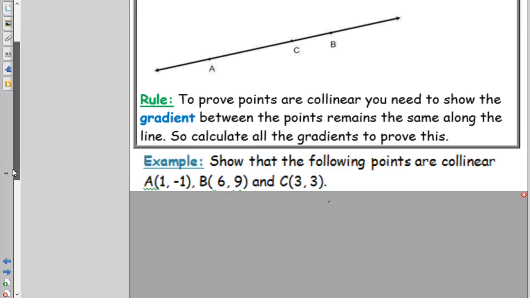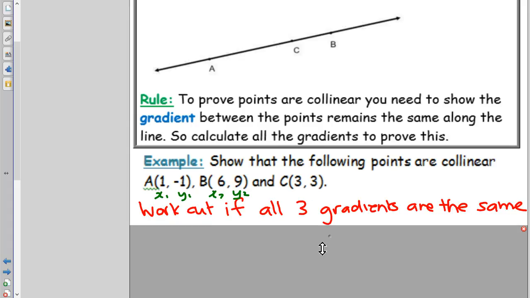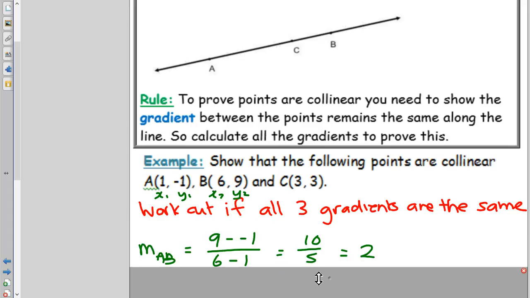So for example, show that the following points are collinear, A, B, and C, and you've got the whole coordinates for all of them. So now you've just got to work out what's the gradient between AB, what's the gradient between BC, and to prove it as well, you could also find the gradient between A and C. So let's do that. Work out if all three gradients are the same.